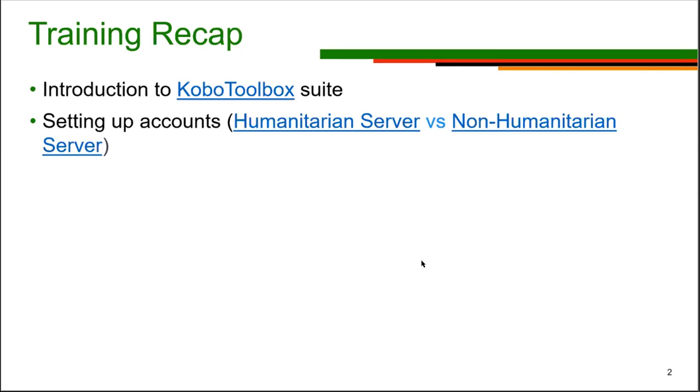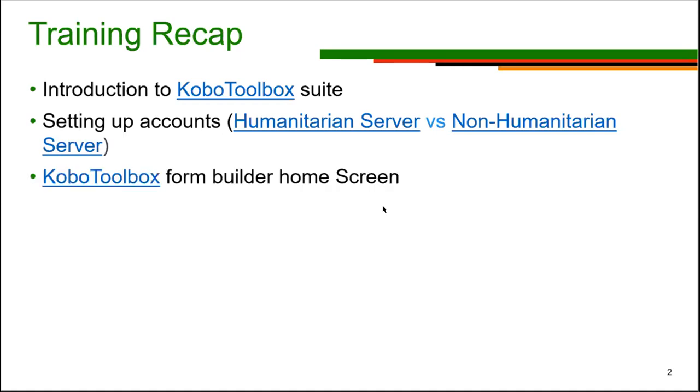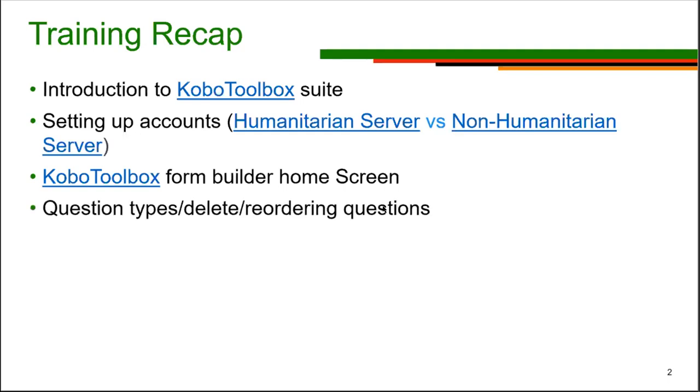But with that said, you're also given 5 GB of storage space per month to use, which is still a lot considering that most of the data that you collect using the form is mainly text, and for you to fill up 5 GB of data with text is really a lot. Then we had a look at some of the basic functionalities of the form builder using the home screen and what different elements of the form are there. And then we had a look at the different types of questions that you can design in Kobo Toolbox, how you could delete and how you can reorder your questions.